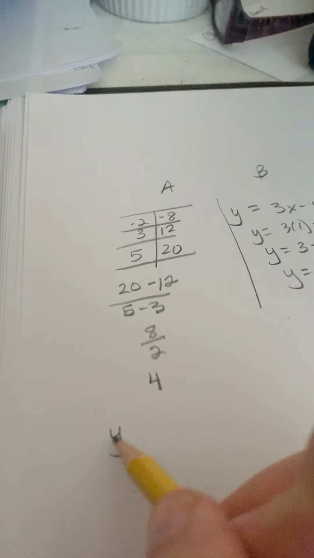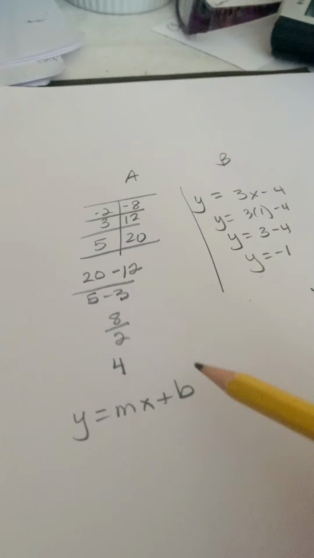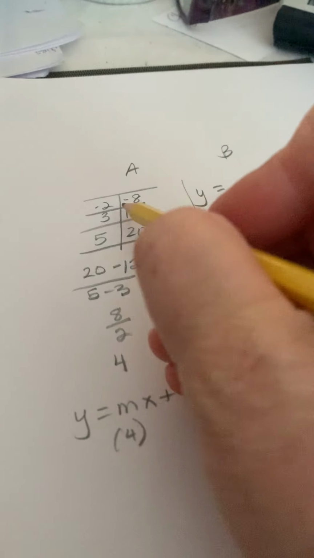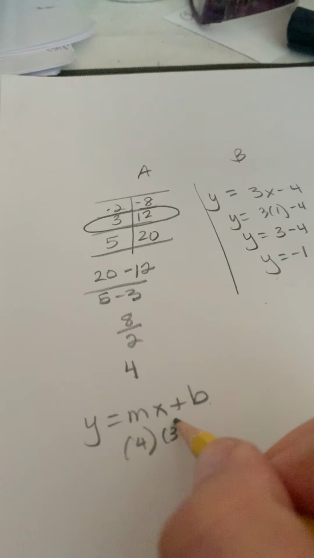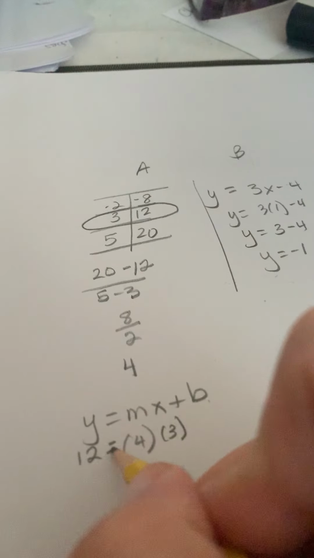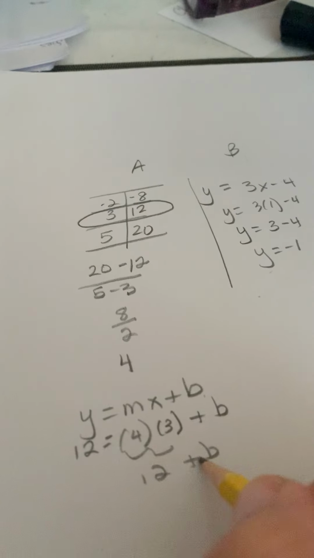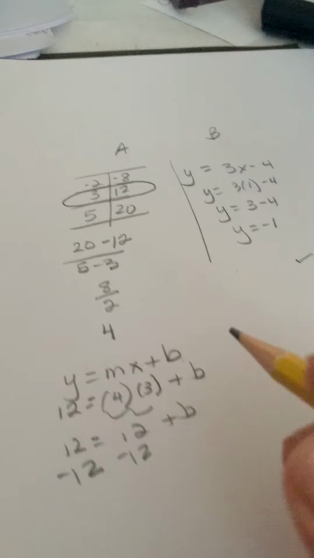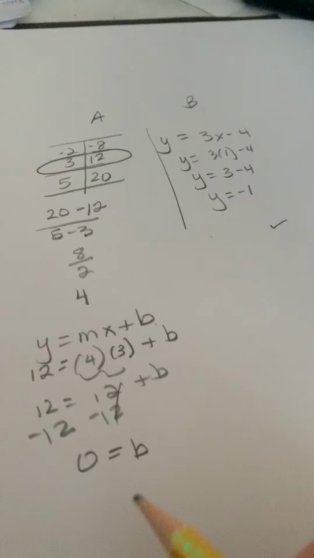Then you're going to have y is equal to mx plus b. We're going to find that y-intercept. So we're going to put the slope in here. I'm going to take the easiest of the points here, that 3, 12. I'm going to put the 3 in for the x and the 12 in for the y. This is 12. And I'll subtract it from both sides. So b is 0.